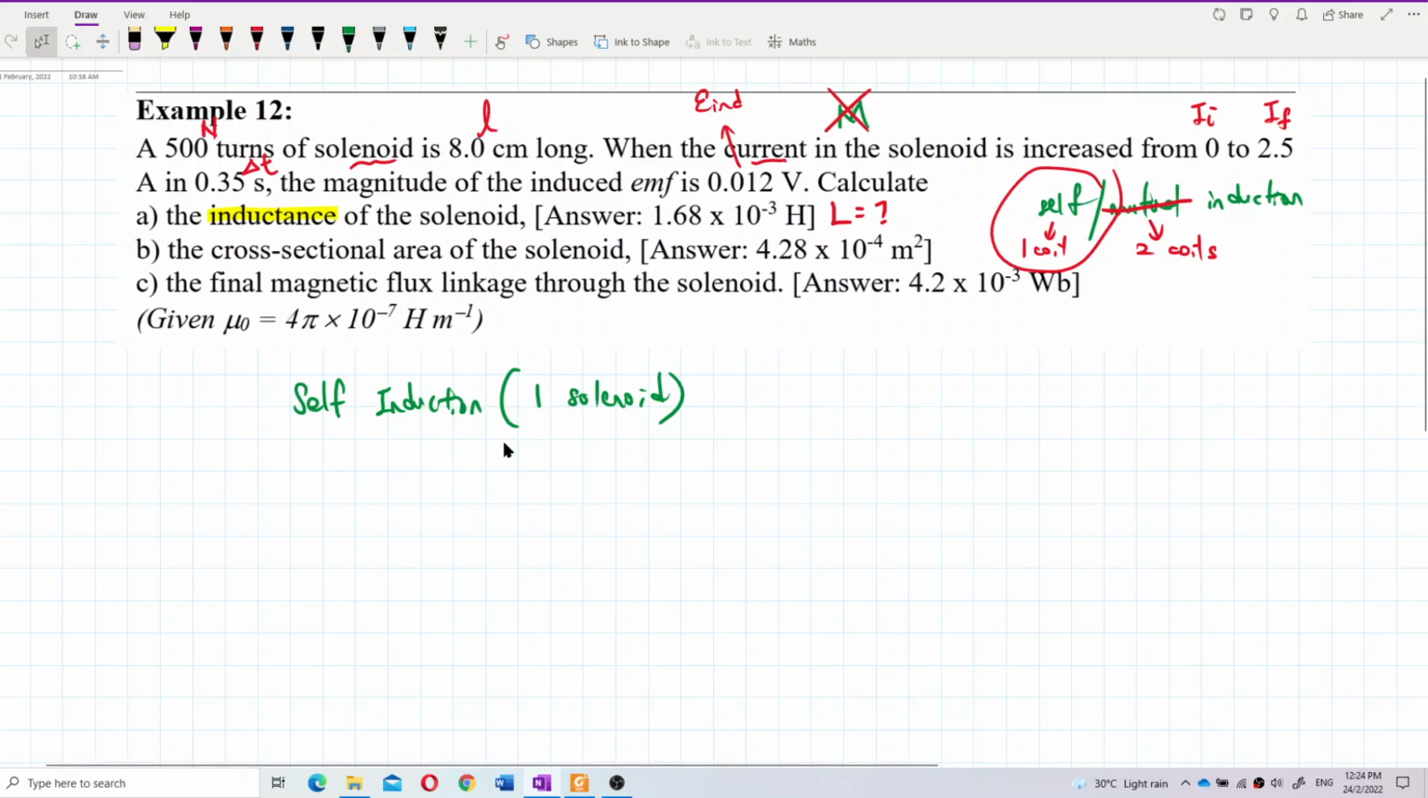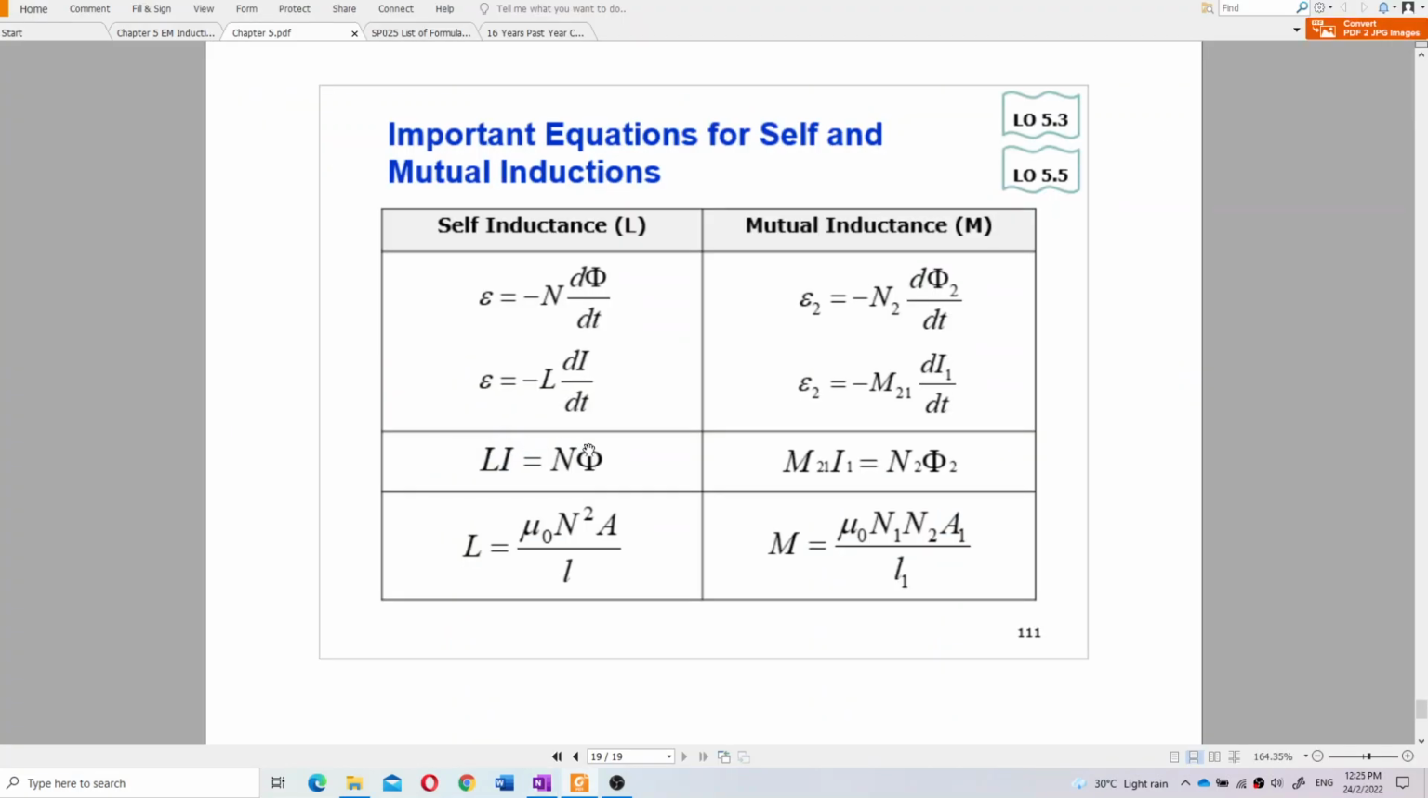So what formula do we have under self-induction? If you look at my notes, these are the important equations for self and mutual inductions. For self-induction, we have E equals negative N d phi over dt, or E equals negative L di over dt. Also, L i equals N phi, and L equals mu naught N squared A over l.